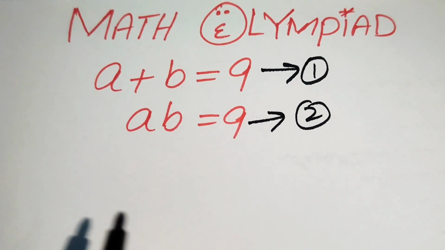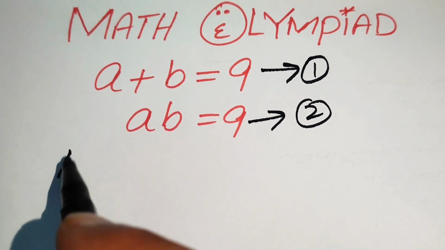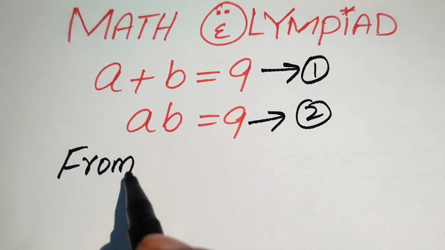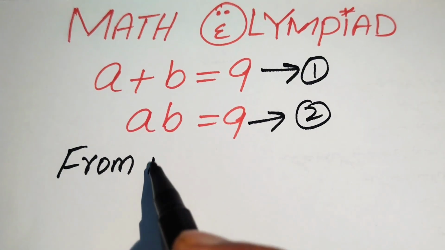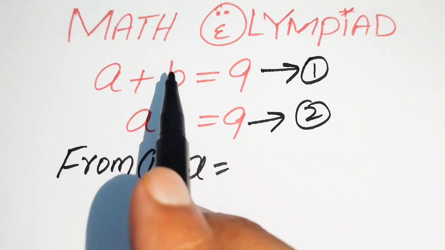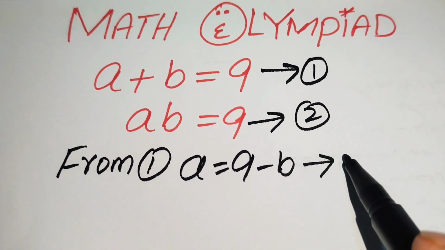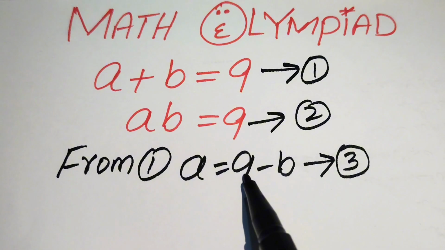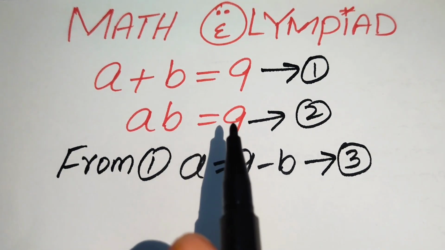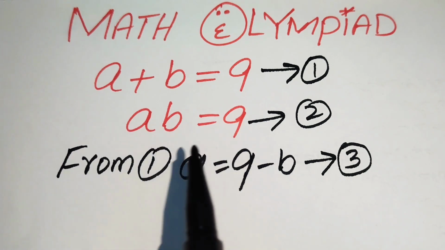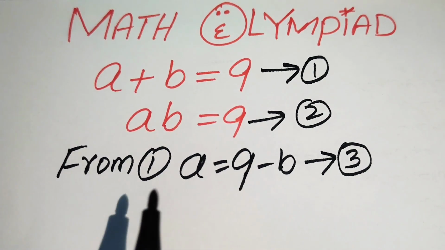Now we solve these two equations. First we focus on equation number 1 and get the value of a. We move the plus b to the right hand side and it becomes a equals 9 minus b, and we call this equation number 3. Now we use this value of a in the second equation, converting it into the variable b, and we easily get the value of b.